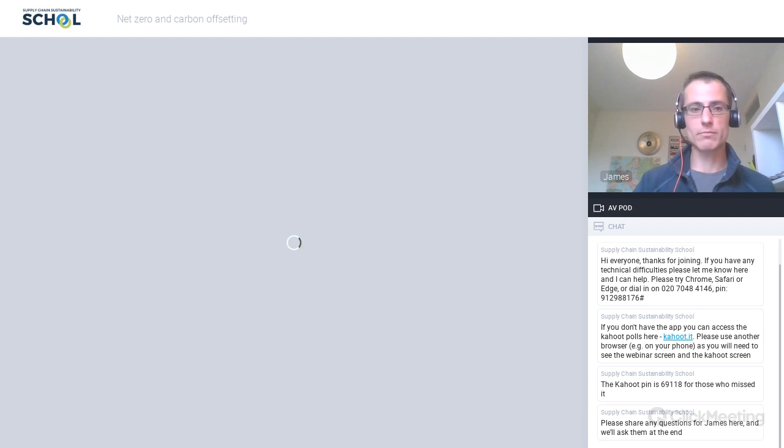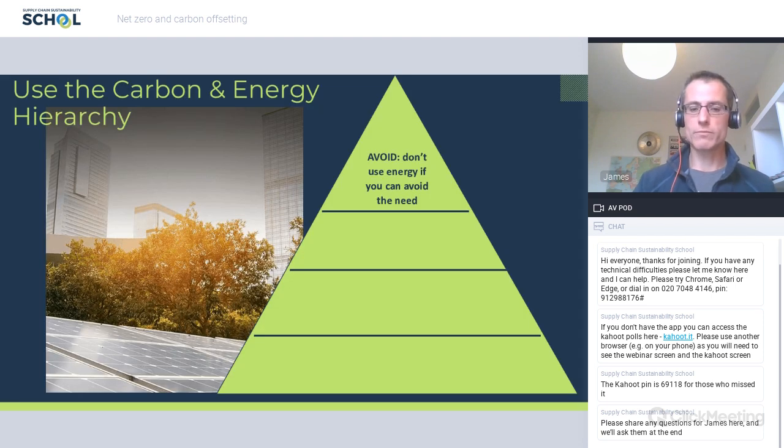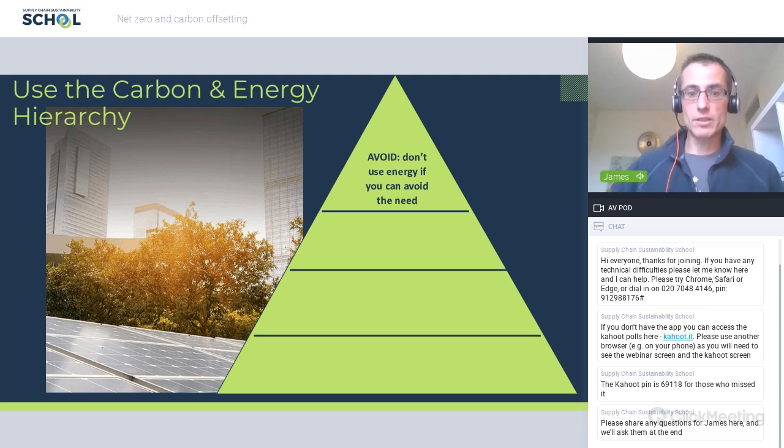So how do we reduce carbon? What are the options to reduce that? Well, similar to the waste hierarchy that I'm sure you've all become aware of and are very familiar with, there's a carbon and energy hierarchy as well. Follows the same pattern. So first of all, don't use energy if you can avoid the need. Don't dig the trench if you don't have to. If you can lay the pipes above the ground rather than digging a trench, then do so.